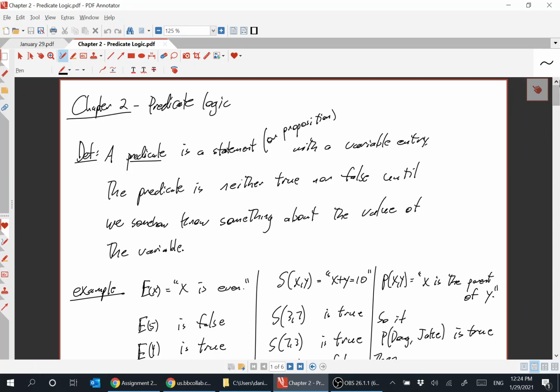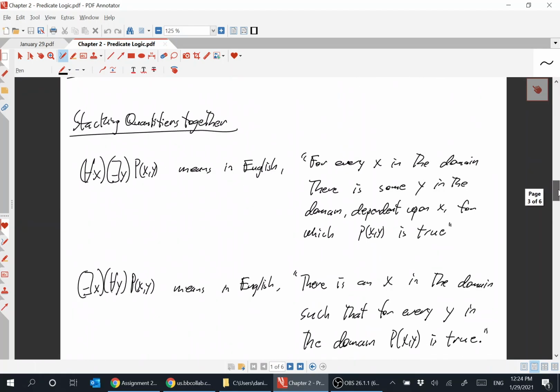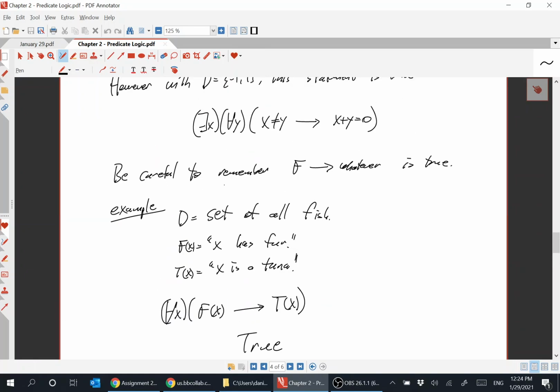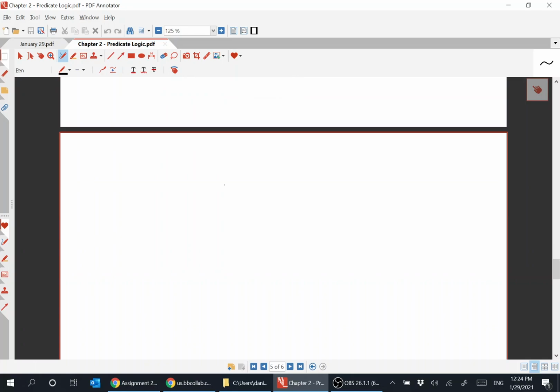So let's do some more examples of predicate logic statements over different domains, and see if they're true or false. So more examples. Let's take a few statements, a couple with just one variable, and a couple of them with 2 variables.